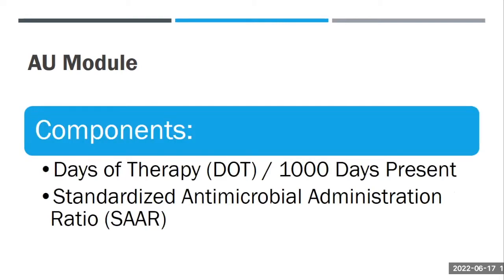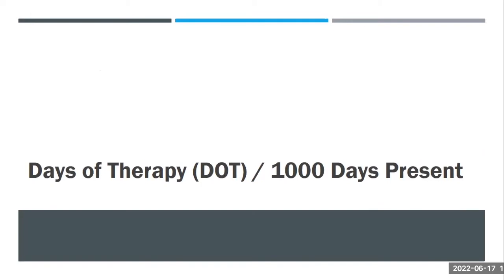So what actually are the components of this AU module? Specifically, days of therapy, or DOT, and the denominator of this is going to be 1,000 days present. Then there's also the secondary component, which is the standardized antimicrobial administration ratio. This ratio is going to be similar to ratios that you would see within NHSN for healthcare-associated infection prevention, like your SIRs and SAARs. So it's a similar concept, which we'll talk about. But first, starting with days of therapy per 1,000 days present.